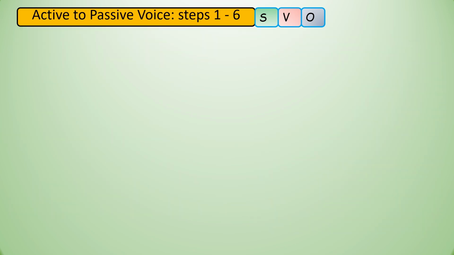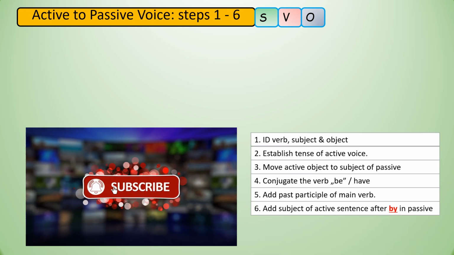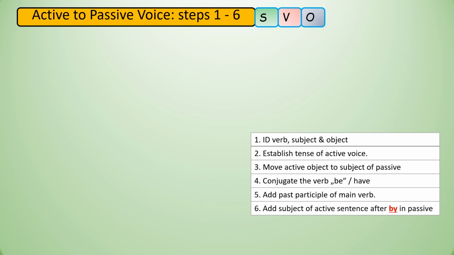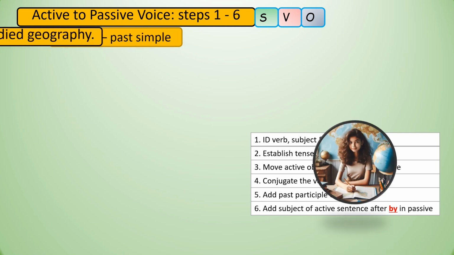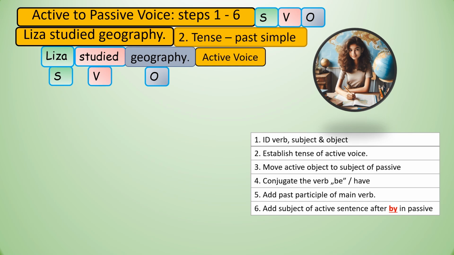Active to passive voice, steps 1 to 6, subject, verb, and object. We continue here. We keep our form here on standby for people who still need some support with the steps. We have a new sentence here. Lisa studied geography. The tense is past simple tense. Let's break it up. We've got our verb, studied. Who or what studied? Lisa, subject. Lisa studied who or what? Geography, object, active voice. So now we're ready for the next part here.